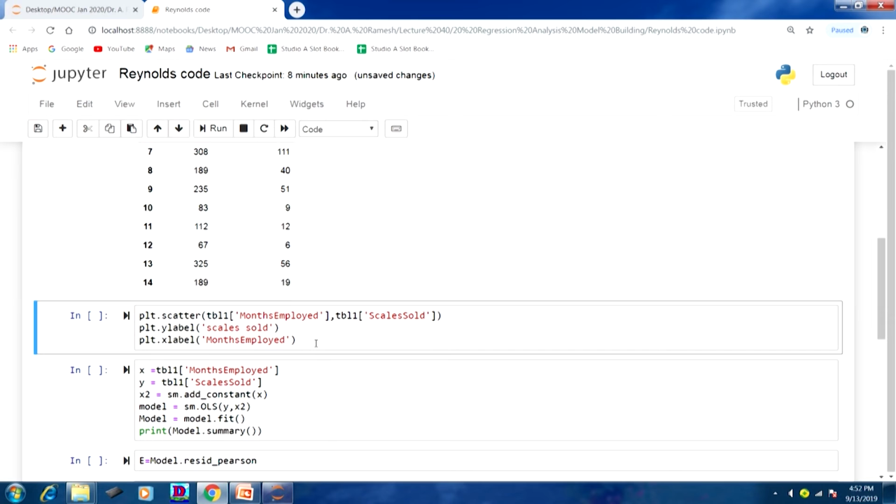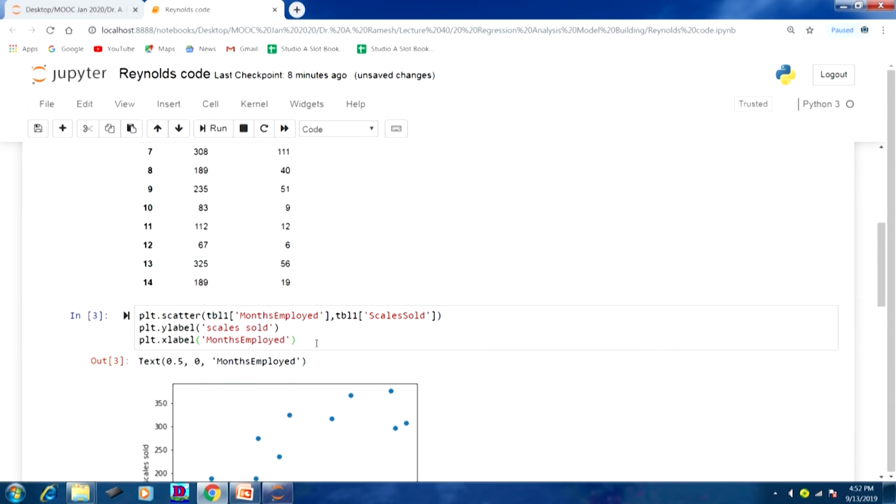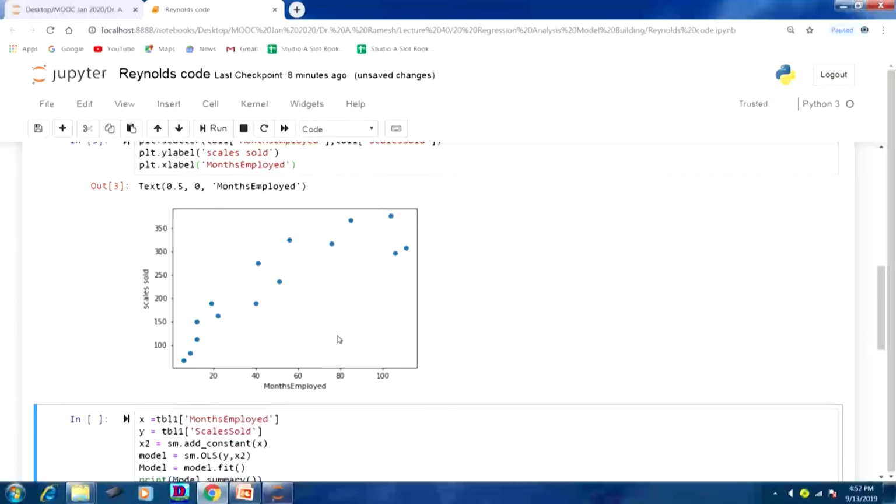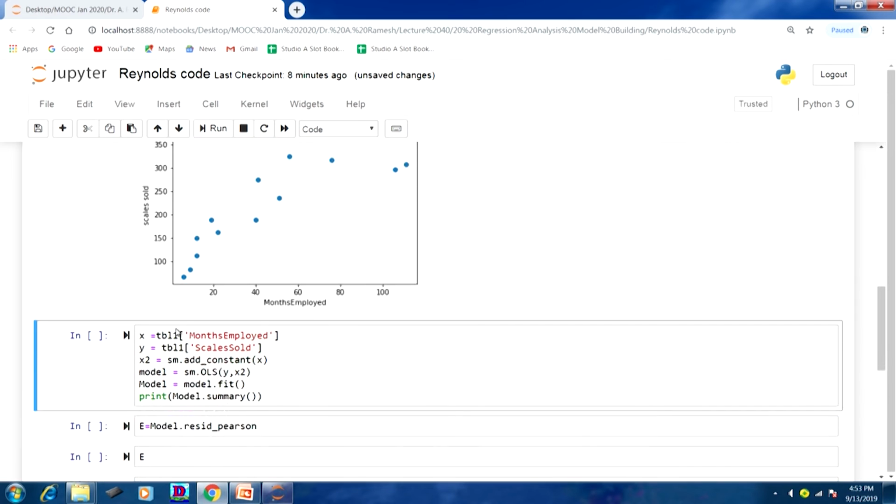First we'll go for a scatter plot between these two variables. This scatter plot shows that there is a positive relationship between months employed and scales sold. This implies a person having more experience can sell more scales, more products.